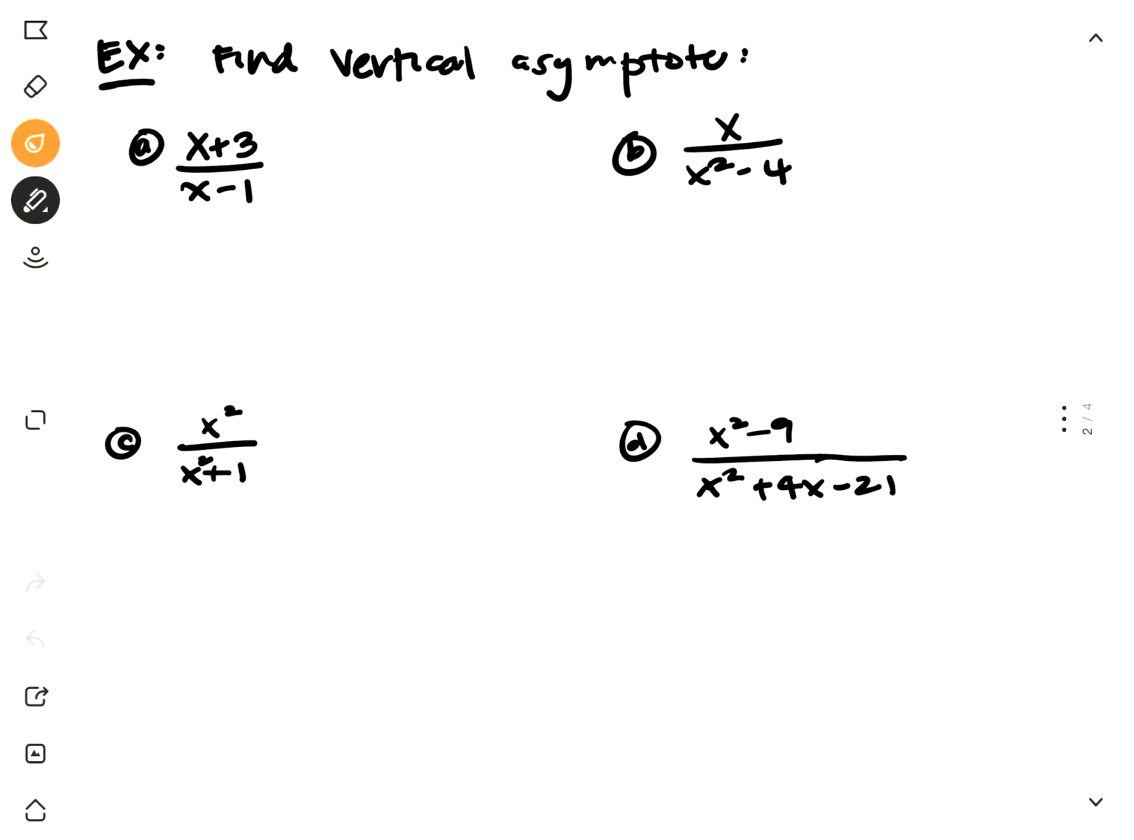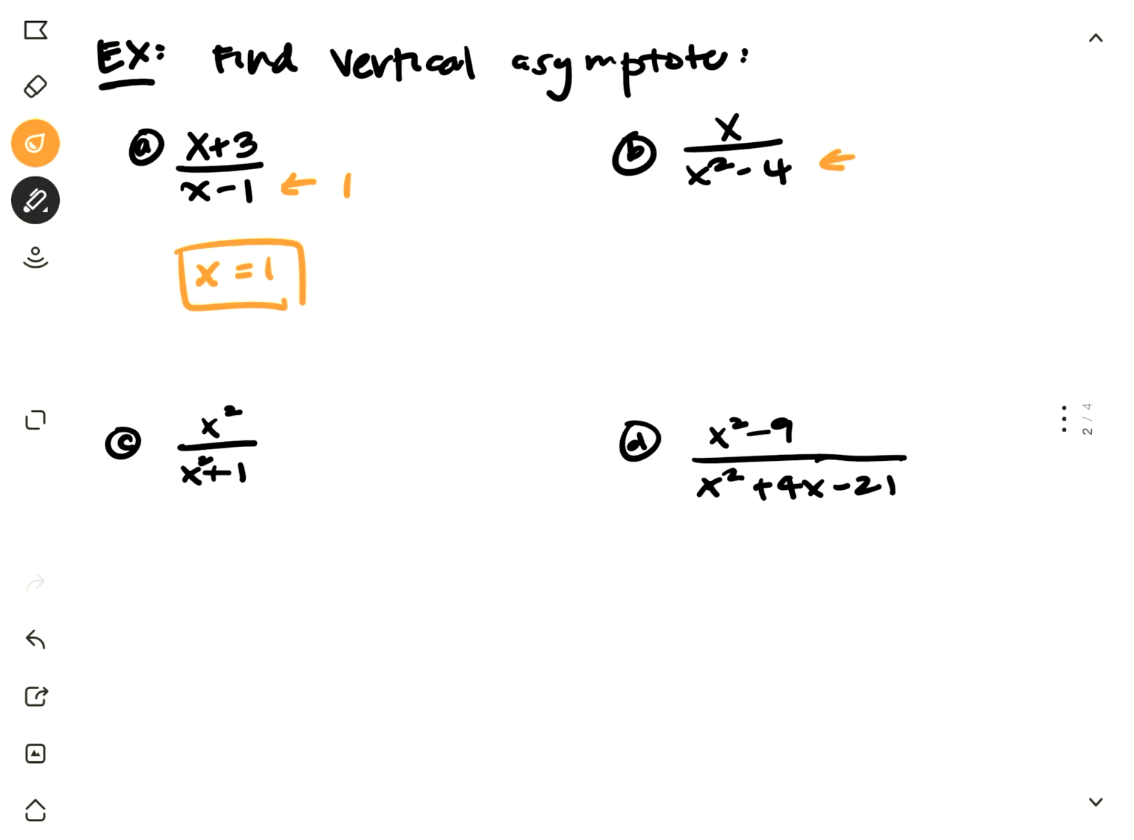Okay, so find vertical asymptotes. This is pretty much what we were doing last time. We're just finding the domain restriction. So for this one, what minus 1 is 0, so that's 1. Remember, when you write your vertical asymptote, you have to say x equals 1 would be our vertical asymptote. So you have to say x equals to give us your vertical asymptote.